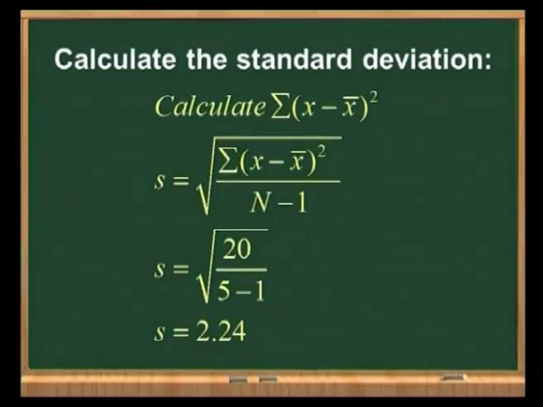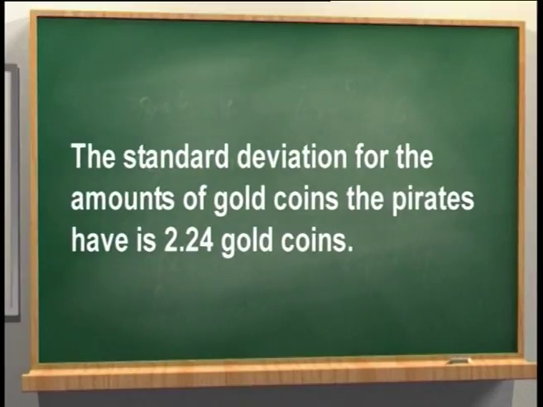Step 4. Calculate the standard deviation. S is equal to the root of sigma (x minus x bar) the whole squared divided by n minus 1, that is the square root of 20 divided by 5 minus 1, and the standard deviation is 2.24. The standard deviation for the amounts of gold coins that pirates have is 2.24 gold coins.